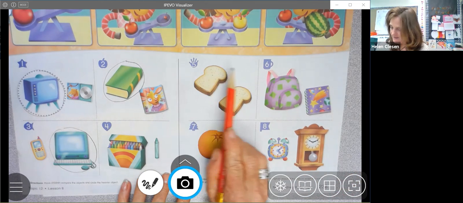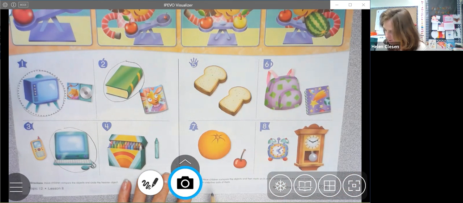On number 5, 6, 7, and 8, you are going to compare the objects, and this time you are going to put an X on the object that is lighter. So if it's lighter, put an X. If the object weighs the same, you are going to underline both of them. So if it is lighter, put an X.